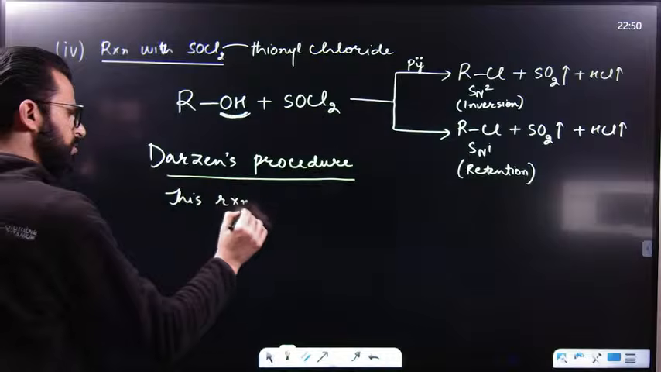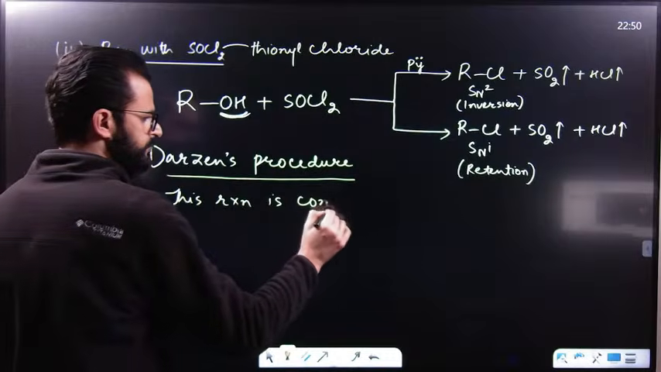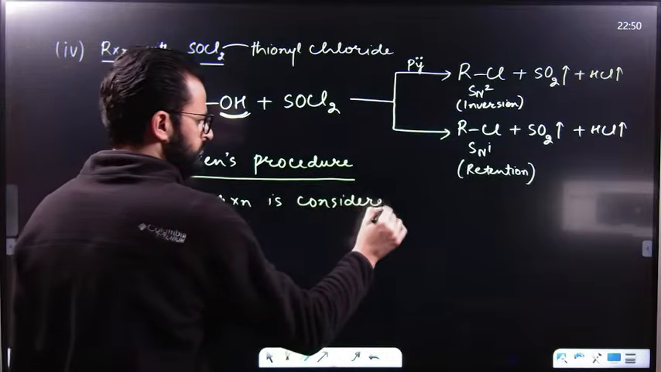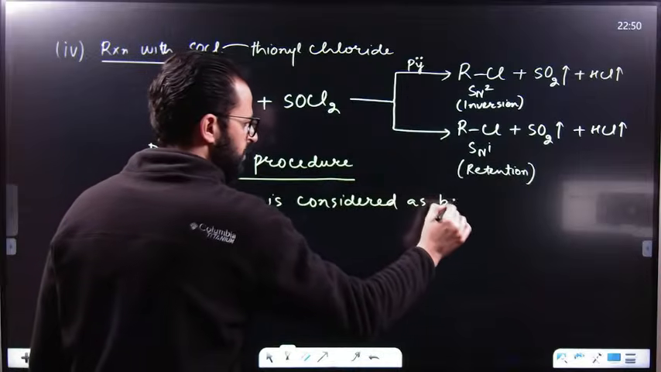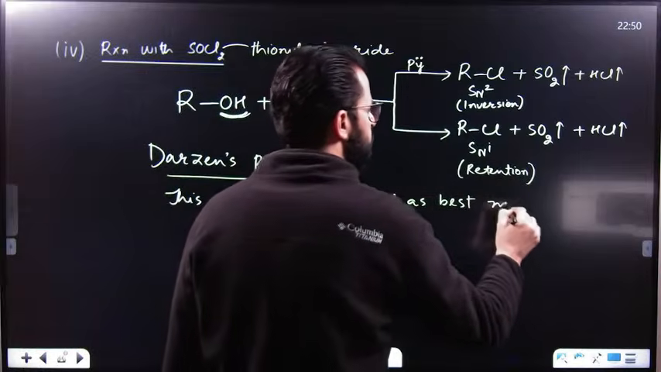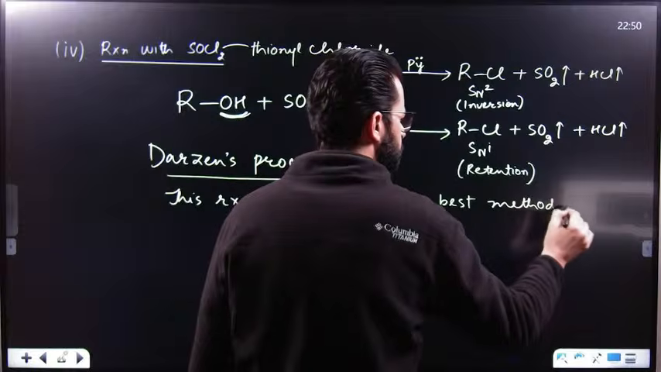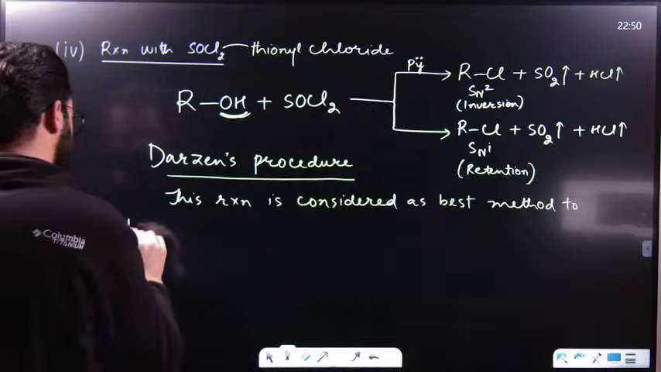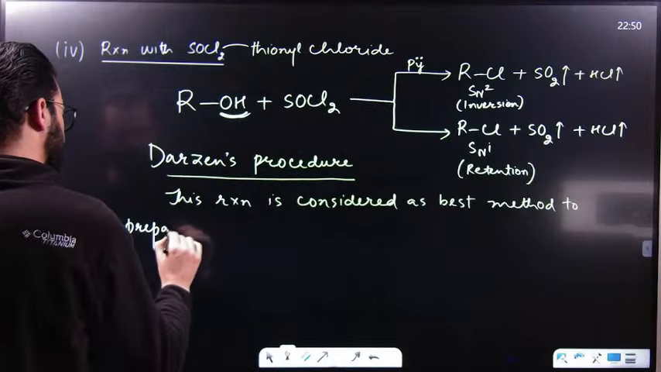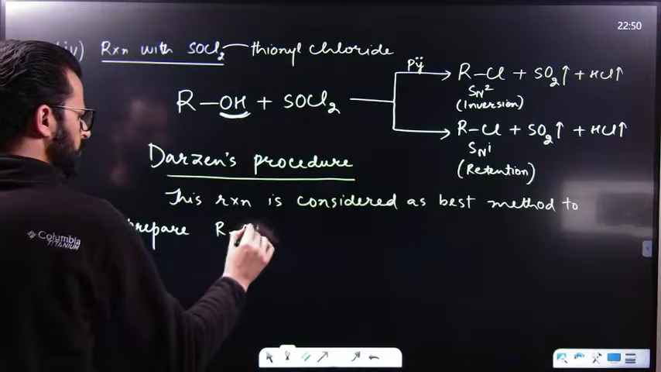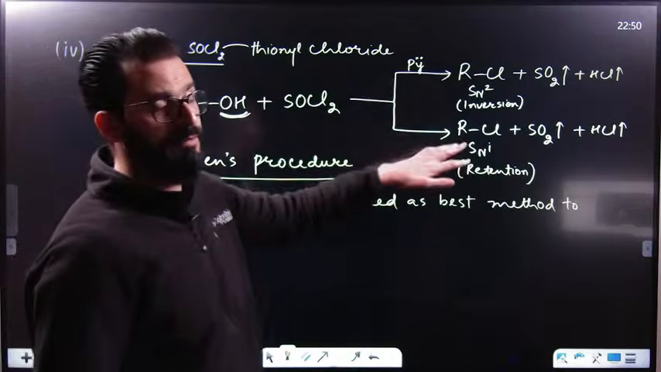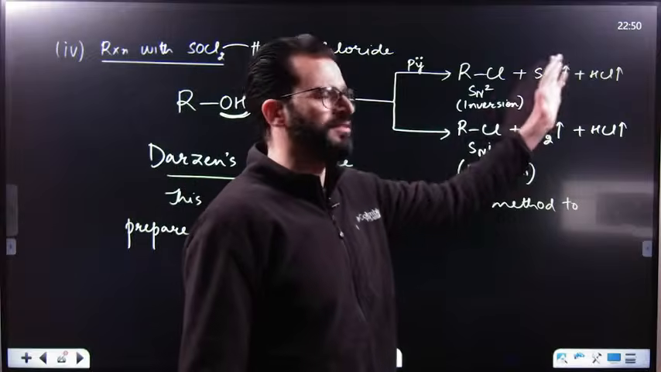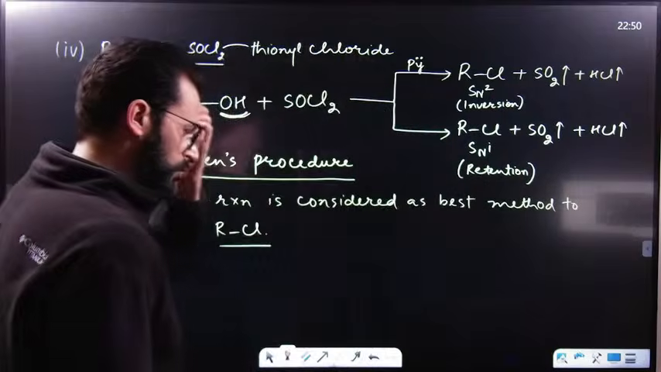This reaction is considered as the best method to prepare alkyl chloride, because here alkyl chloride will be obtained in pure form. As the side products are gases, they will evolve.